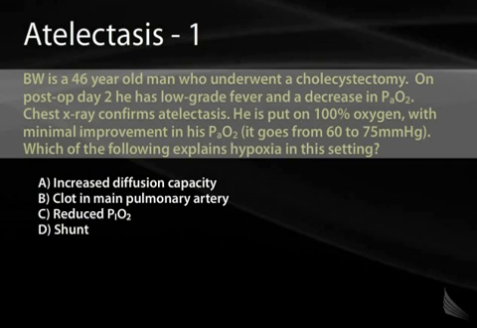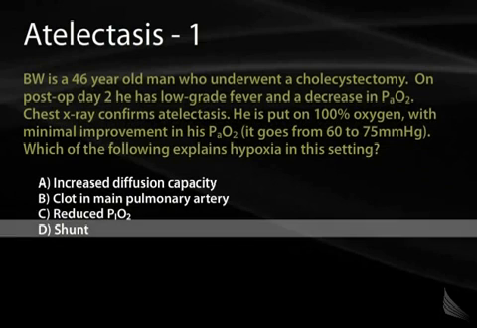Which of the following explains hypoxia in this setting? We know, because supplemental oxygen did not totally correct his hypoxemia, that his hypoxia is due to shunt, and D is the correct answer. In the case of atelectasis, you've got that whole component of alveoli that are not ventilated, but they're still perfused. This is a classic example of shunt.